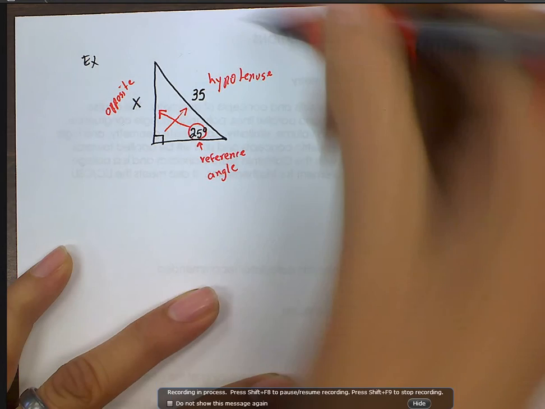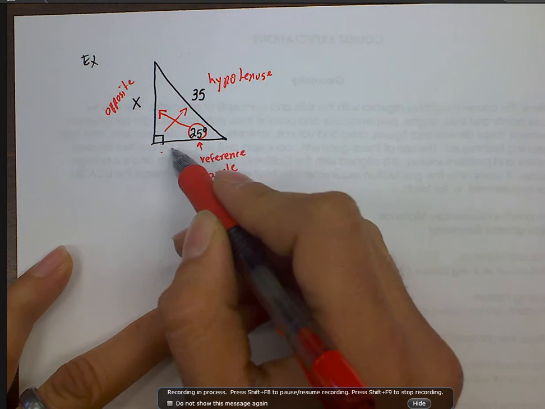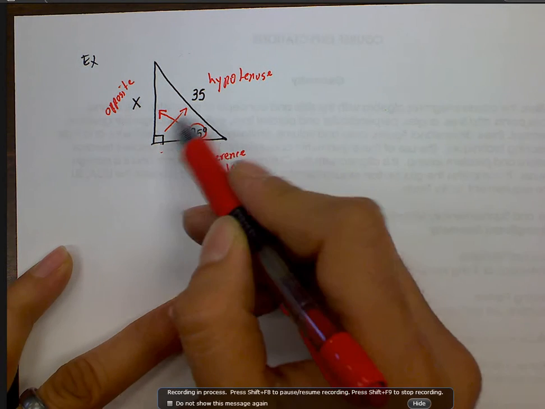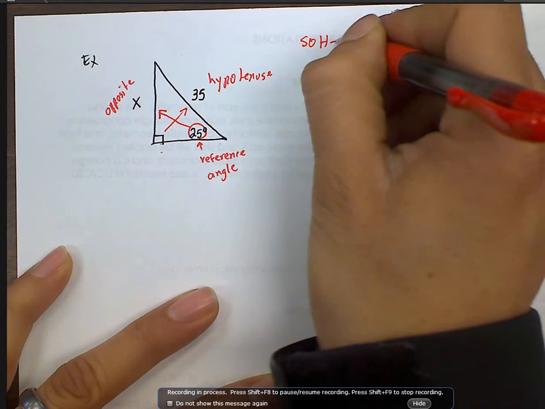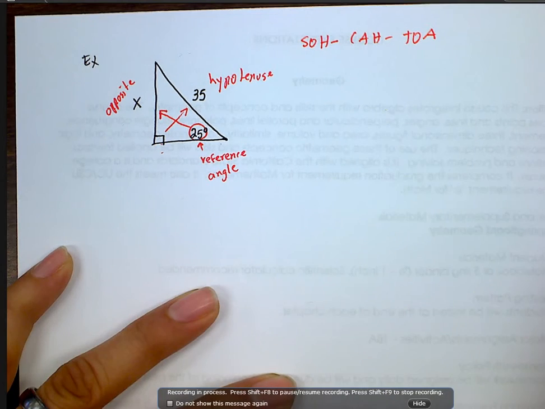Now, we don't really need the adjacent because we don't need to find anything, or nothing is given to us on the adjacent. So let's just focus on these two sides and this angle. Now, this is where SOHCAHTOA comes in handy.